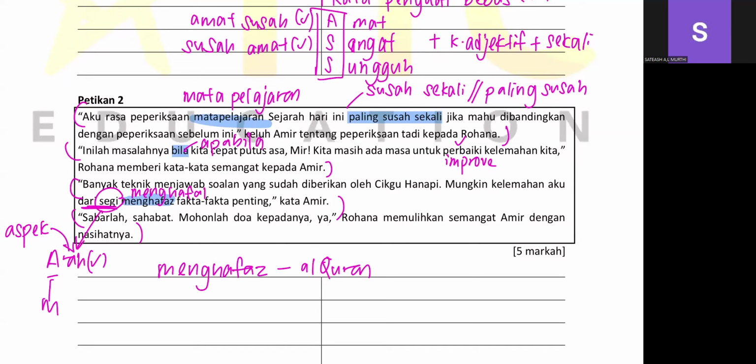Okay, sabarlah sahabat. Mohonlah doa kepadanya, ya. Rohana memulihkan semangat Amir dengan nasihatnya. In this sentence, we have one kesalahan. What do you think? What is your kesalahan?